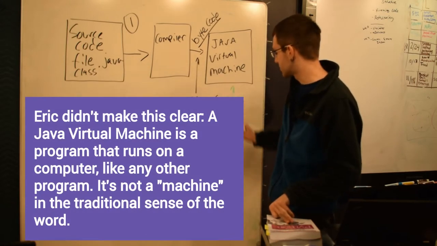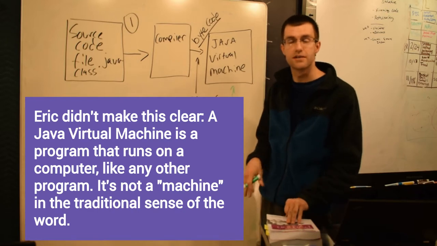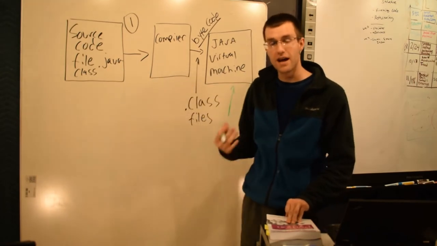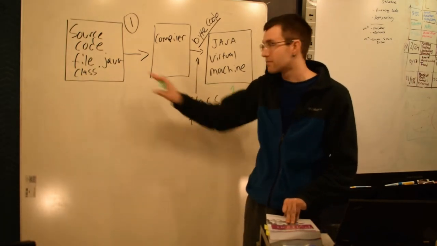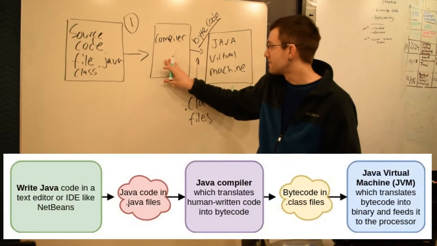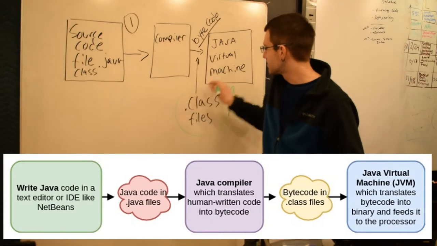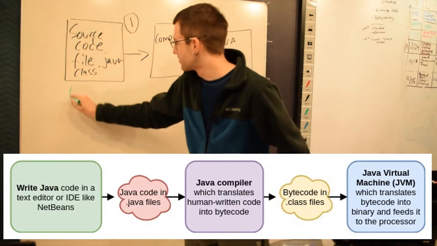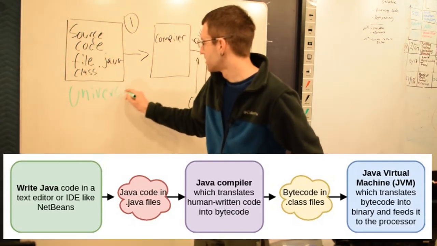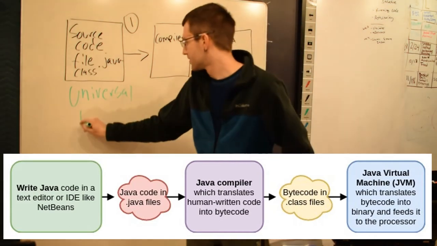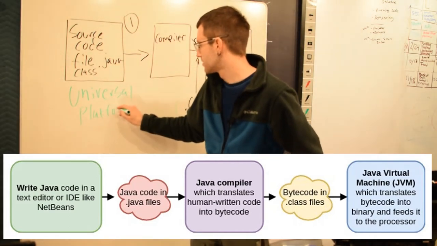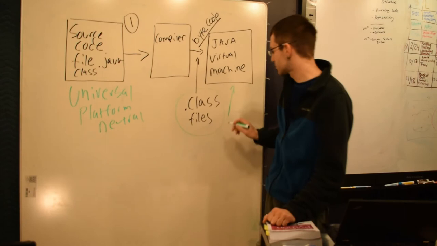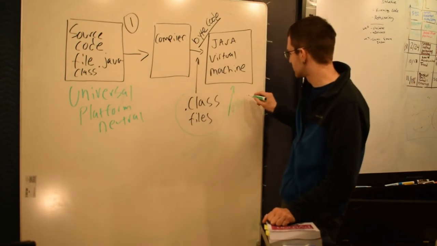So when you downloaded the Java virtual machine last week, you selected it based on the operating system that you're running. When you type the source code in, you don't have to make any changes to the source code. You can write a program and compile it and feed those .class files into a Java virtual machine running on any computer. So this is universal in the sense that it is platform independent, operating system independent, or we'd say platform neutral. The Java virtual machine, however, is platform specific.